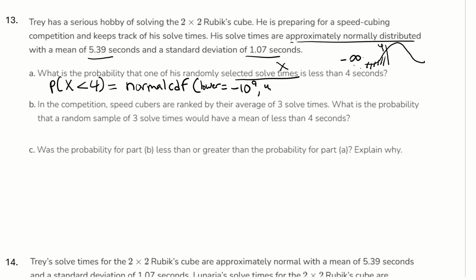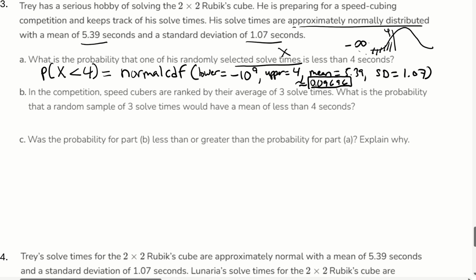The upper value is 4. And then our mean is 5.39 seconds, and our standard deviation is 1.07 seconds. All right, we do this, and we get 0.09696 for the probability.